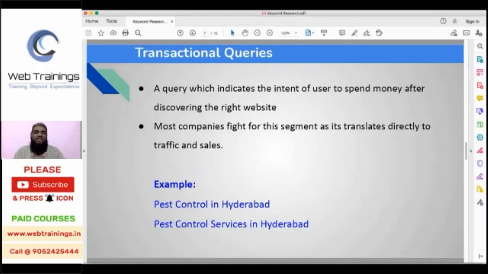You know what a transactional query is? A query which indicates the intent of the user to spend some money. All right. So the idea is this: if he is willing to invest some money at the end of the query, all those queries are called transactional queries. Let me give you an example.